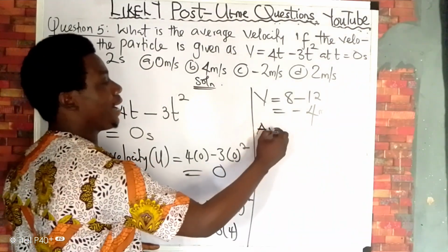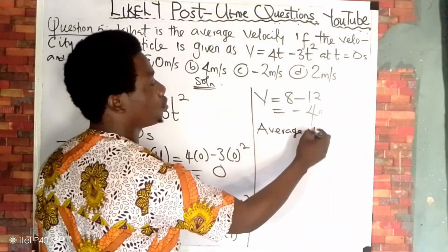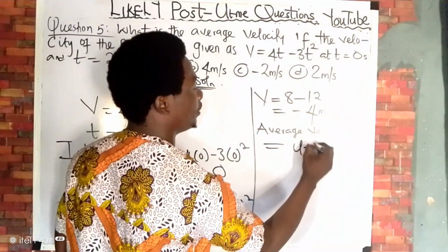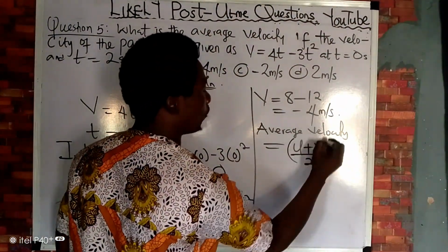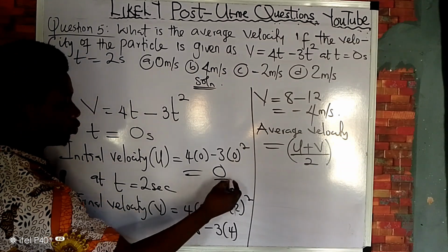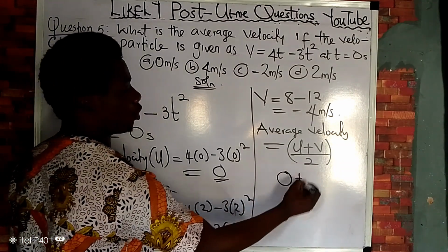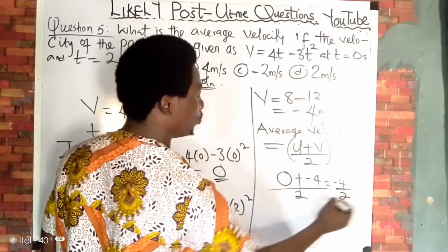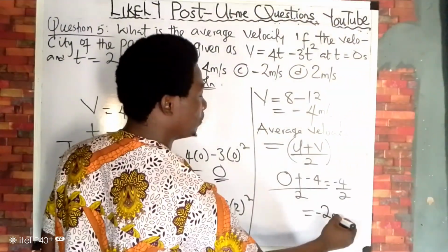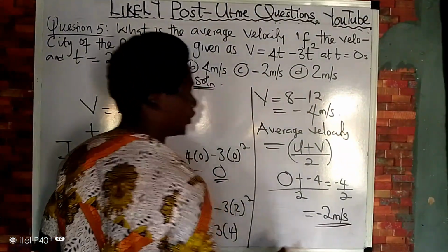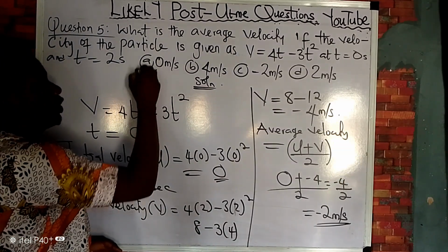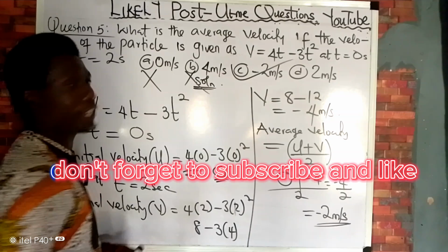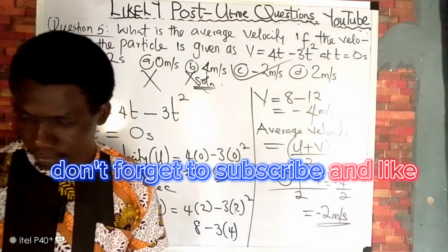Now, if we are looking for the average velocity, what do we have to do? Our average velocity will be initial velocity plus final velocity over 2. So initial velocity is what? 0. So you have 0 plus minus 4, over 2. That will give us minus 4 over 2, and you have minus 2 meters per second. So the answer is not A, it is not B, the answer is C.